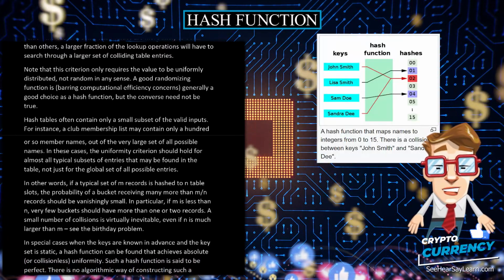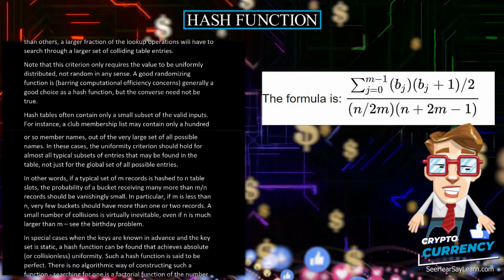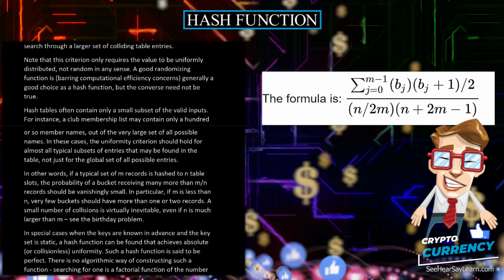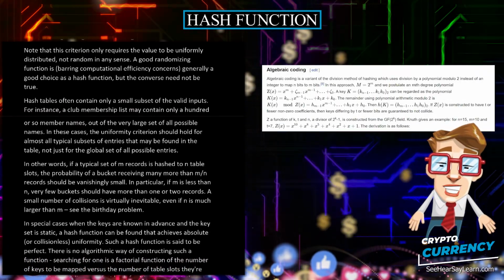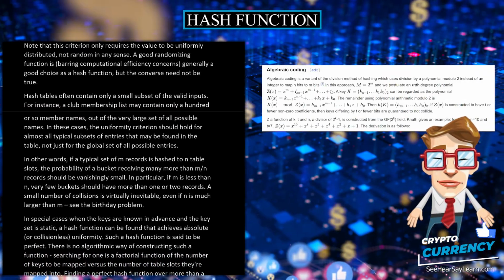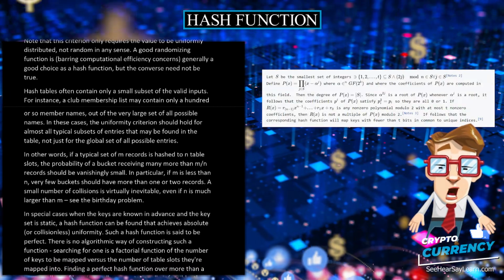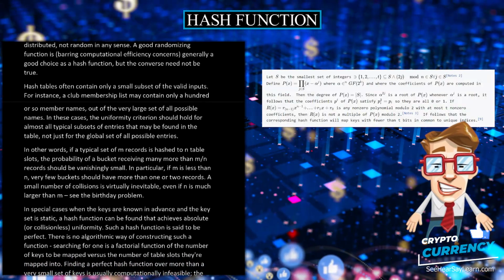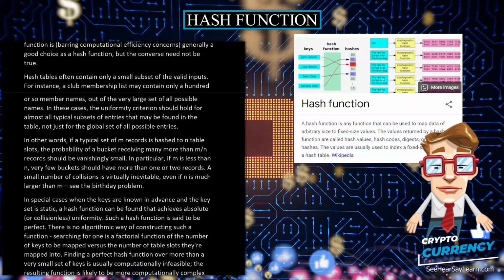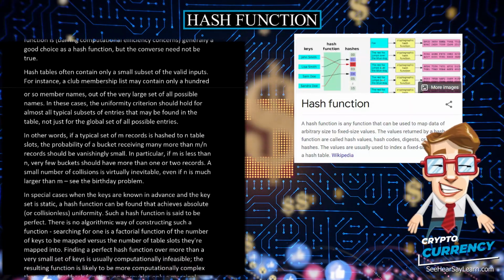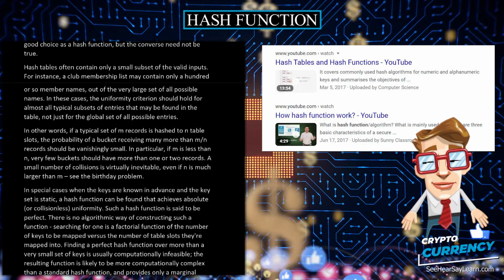In other words, if a typical set of M records is hashed to N table slots, the probability of a bucket receiving many more than M/N records should be vanishingly small. In particular, if M is less than N, very few buckets should have more than 1 or 2 records. A small number of collisions is virtually inevitable, even if N is much larger than M, see the birthday problem.